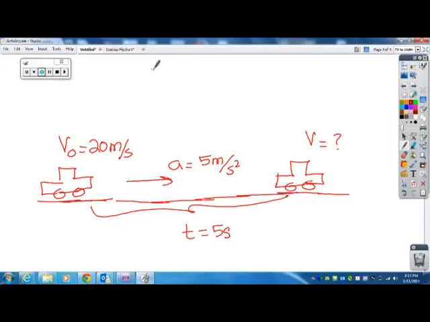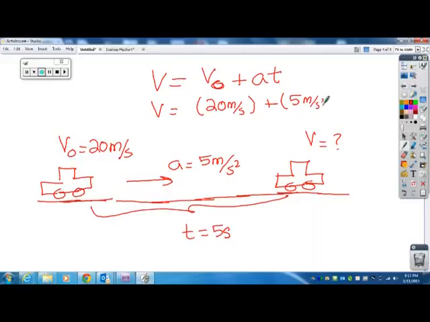Or you can simply use one of your kinematics equations. You say final velocity is equal to initial velocity plus acceleration times time. Your final velocity is going to be solved by putting in your initial velocity of 20 meters per second, your acceleration of 5 meters per second squared, and your time of 5 seconds.